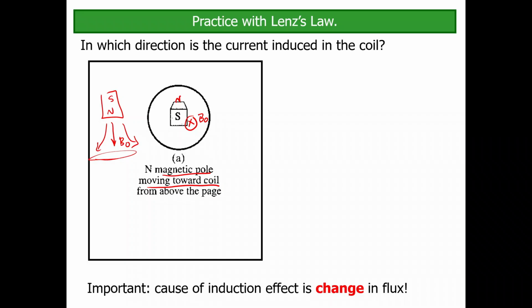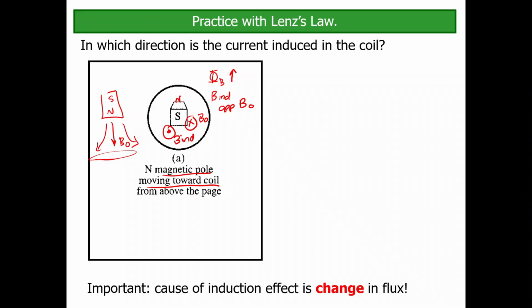So what's happening is that my magnetic flux is going to increase, because my magnetic field strength is going to get bigger as that magnet gets closer. So that means I need to oppose. I need my B induced to be in the opposite direction of B0. Because my B0 is into the page, I need my B induced to be out of the page.